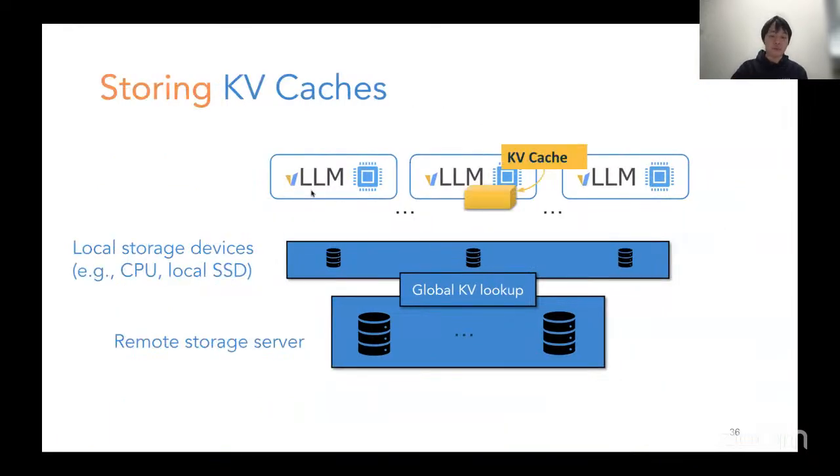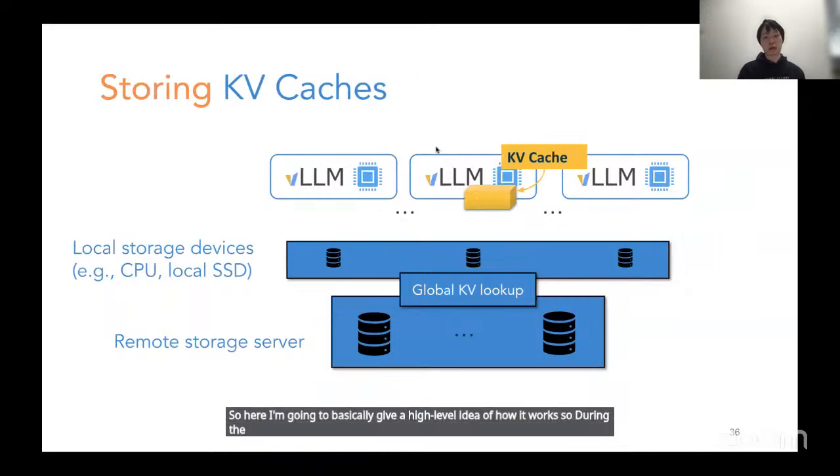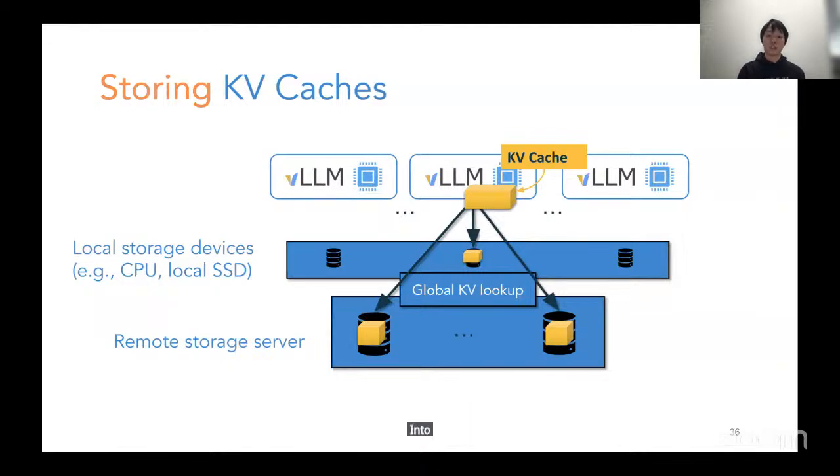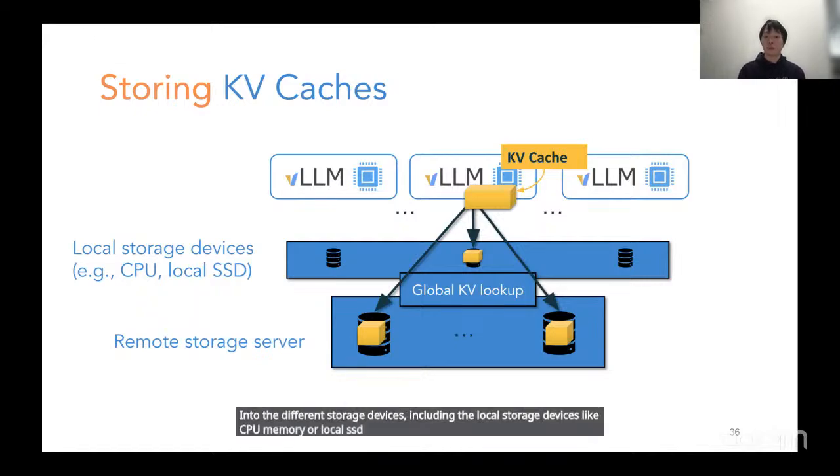So here I'm going to basically give a high-level idea of how it works. During the request, after the prefilling is done, the KV cache is generated in the vLLM serving engine, and by using the mCache interface, it can store the KV cache into different storage devices, including local storage devices like CPU memory or local SSD, as well as a remote storage server. Let's say if you have a Redis server, you can also store your KV cache there.